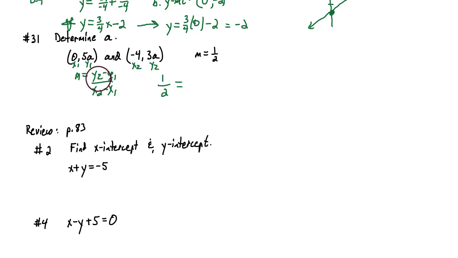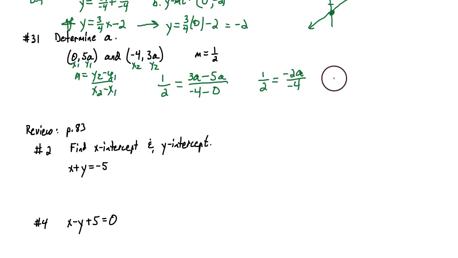What do you fill in for y2? 3a. What do you fill in for y1? 5a. What do you fill in for x2? Negative 4. And what about x1? That's a 0. Let's simplify this up a little bit. This is the same as 1/2 equals, and 3a minus 5a makes negative 2a. In the bottom, negative 4 minus 0 is negative 4.